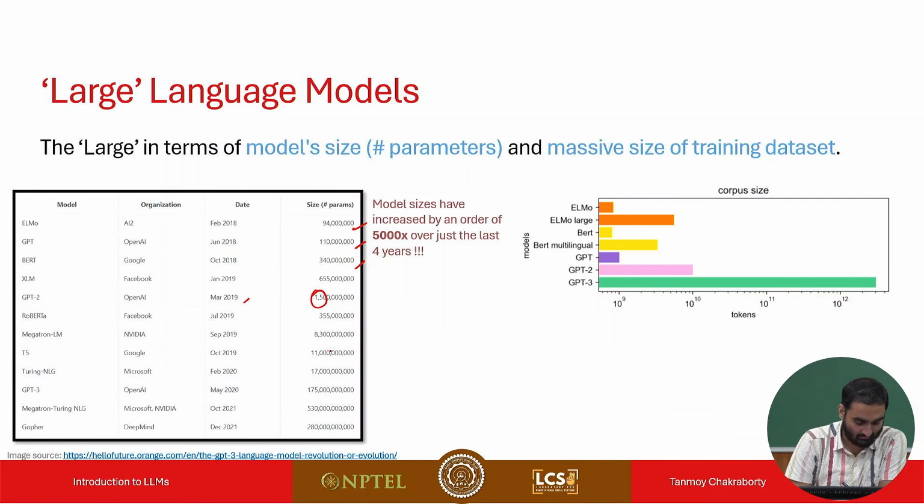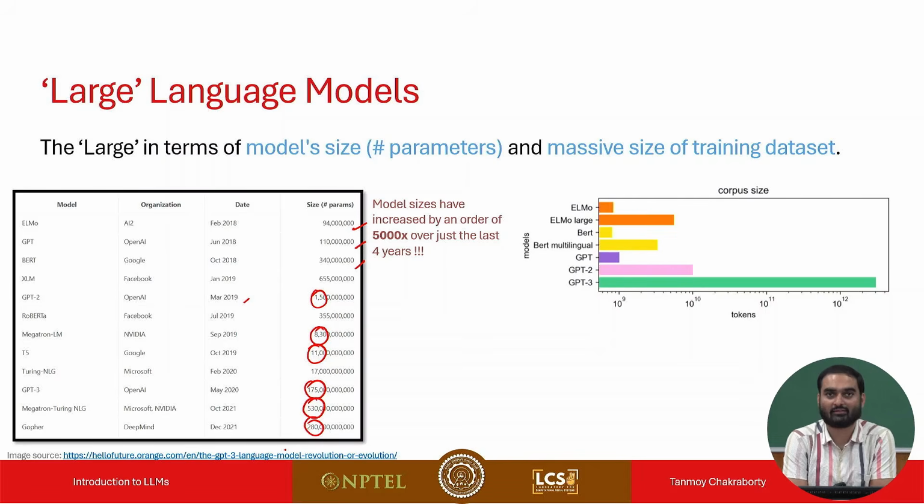And then Megatron language model, Megatron LM, right? Roughly 8.3 billion, and then T5 11 billion, right? GPT-3 was introduced in 2020, 175 billion. Megatron Turing NLG was introduced, 570 billion, and Gopher 280 billion, right? This is the history till 2021, by the way. I'll talk about the models which were introduced after 2021 later.